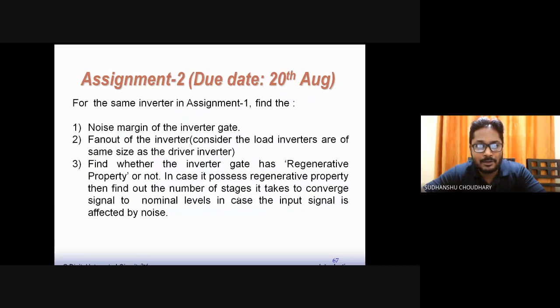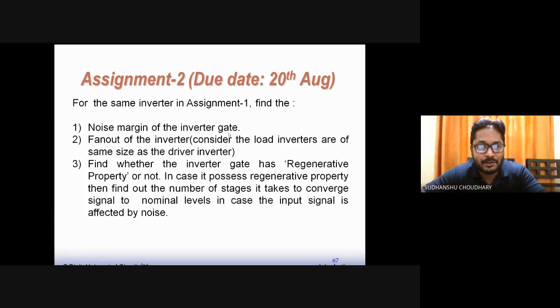So let us also come on to this assignment. This is assignment number 2 here. You don't have to do much here. It is the same inverter which you will simulate in assignment 1. There you had calculated the propagation delay. Now in this assignment you will calculate the noise margin of the same inverter gate.